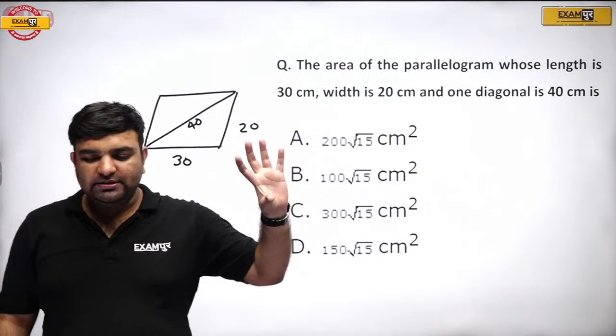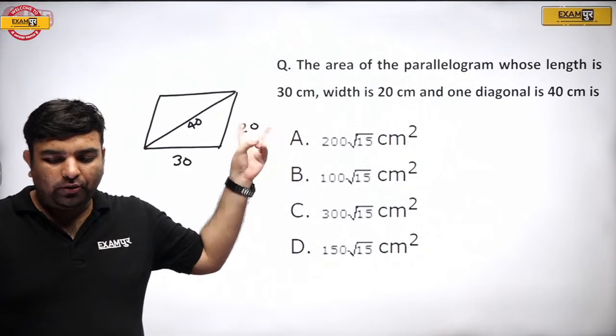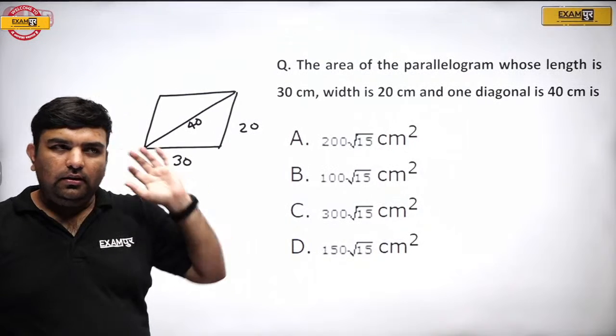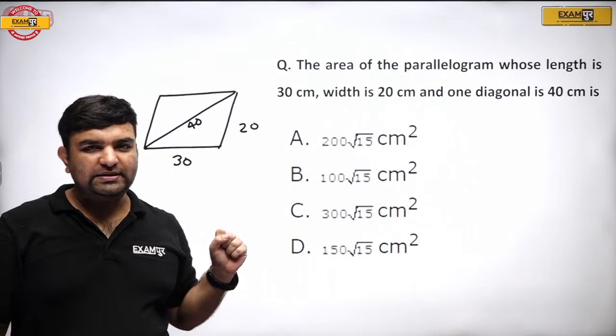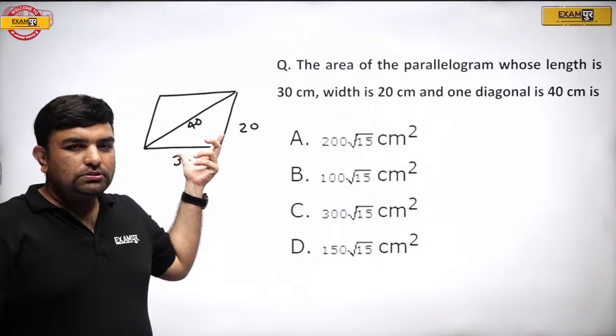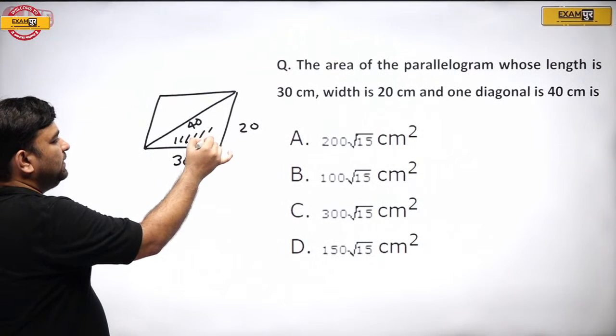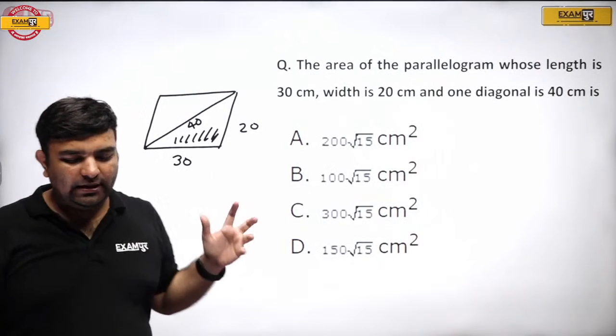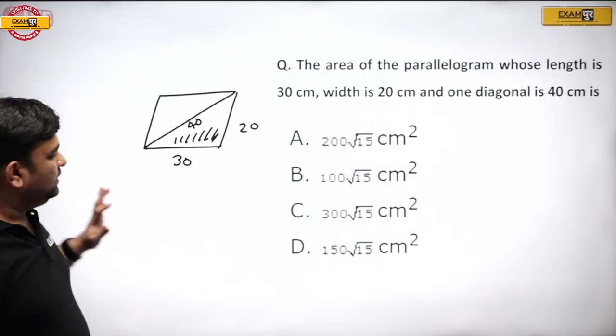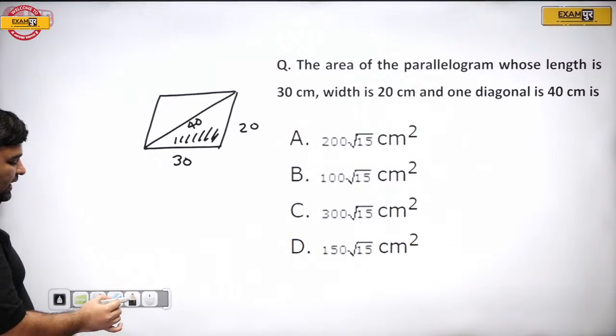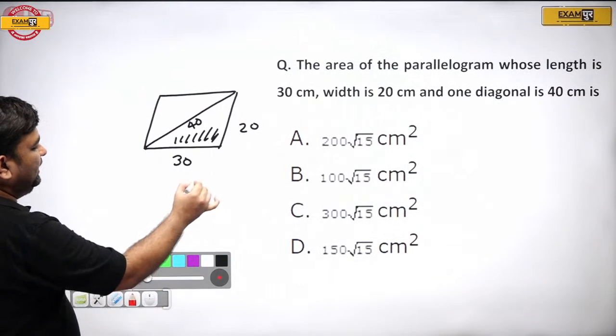Guys, a parallelogram is basically two triangles. So you just find out the area of this triangle and after doubling it you will get the area. So finding the area of this triangle will require Heron's formula.